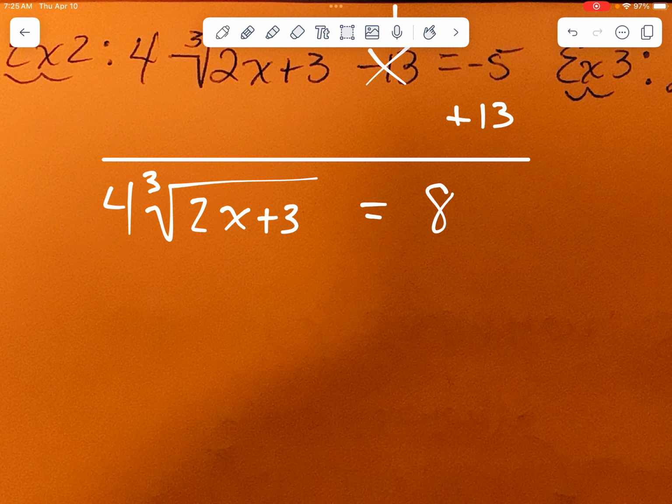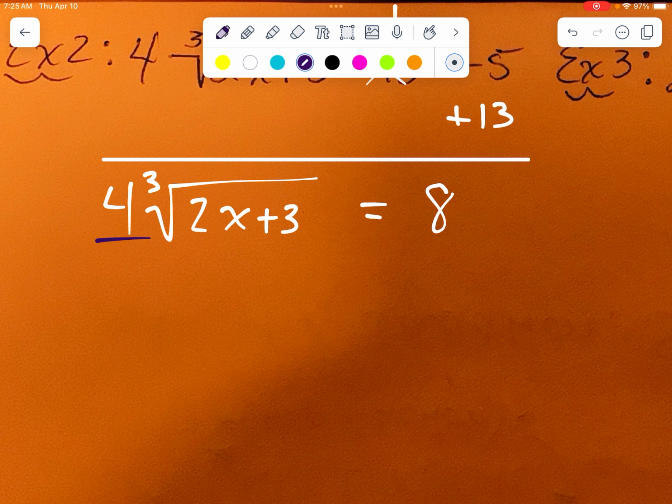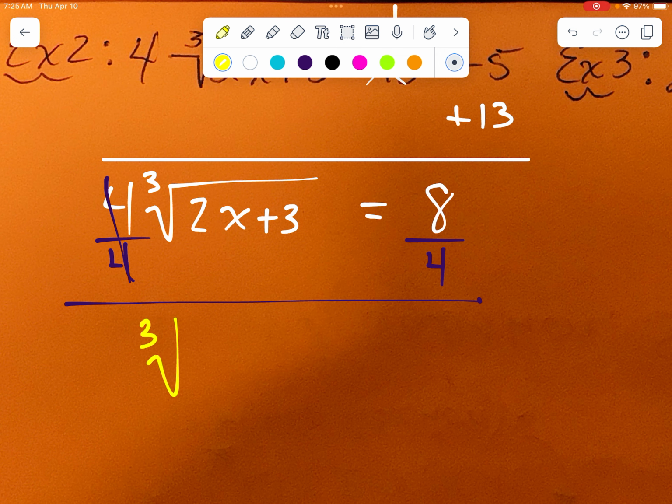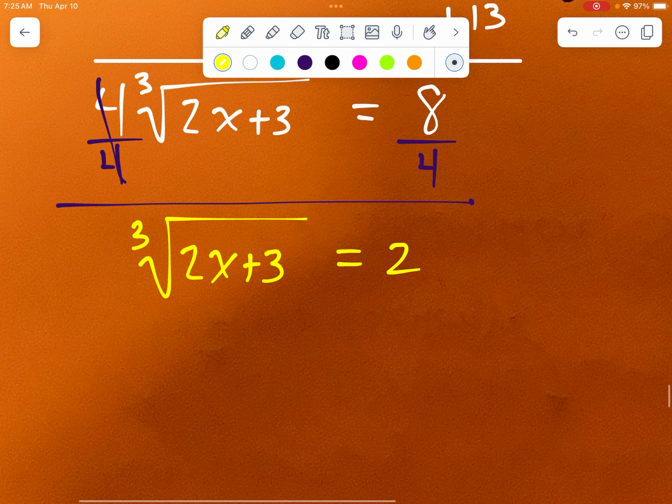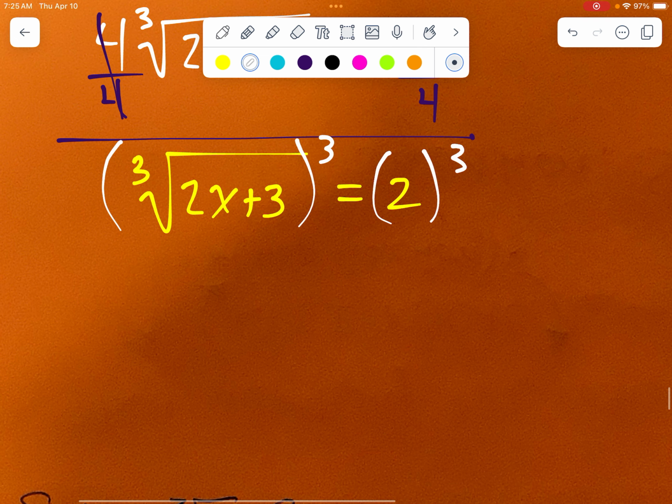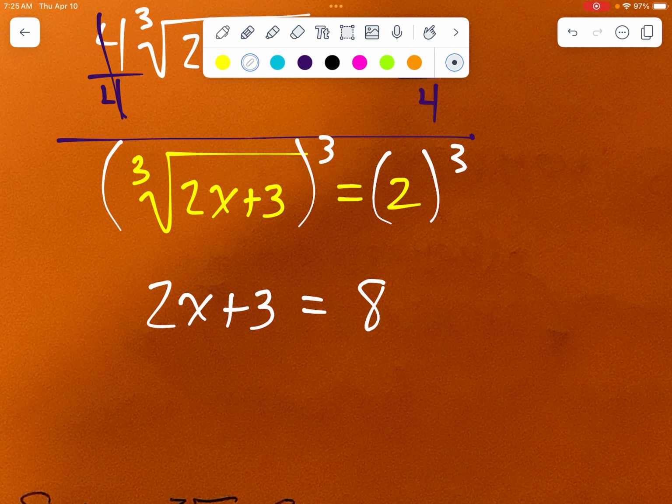The opposite of multiplying by 4, right? I'm multiplying by 4, so we're going to divide by 4. Divide by 4. Bring down the house. The cube root of 2x plus 3 equals 2. Now we're ready to remove the house. The opposite of cube root is cubing. We're going to cube both sides. When you do that, the house on the left goes away, leaving 2x plus 3. 2 times 2 times 2 is 8.